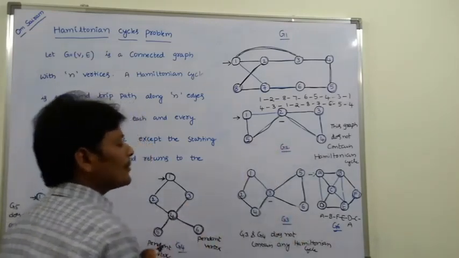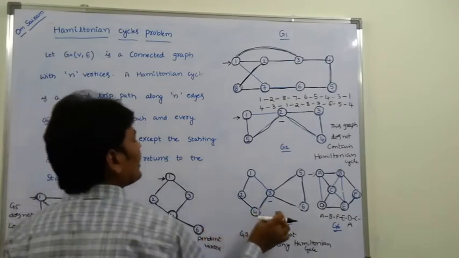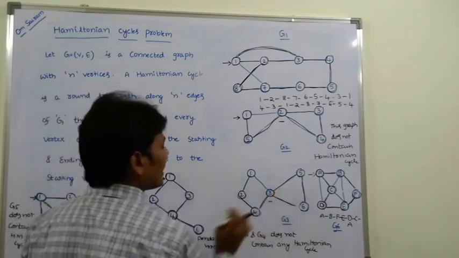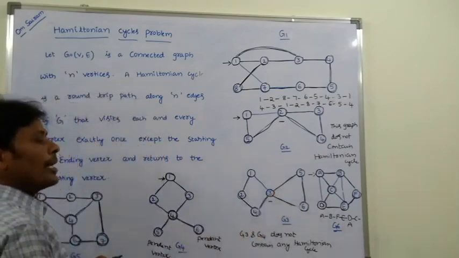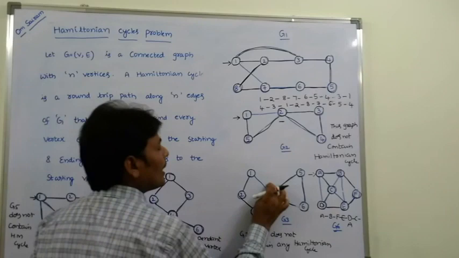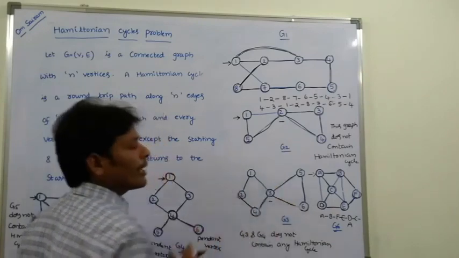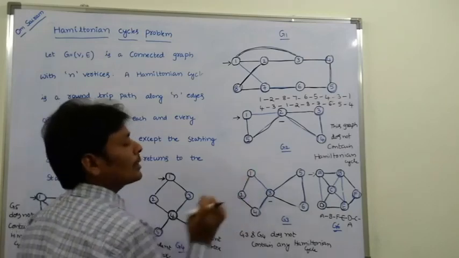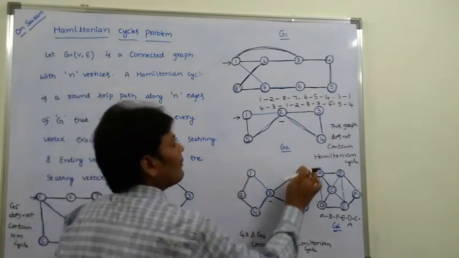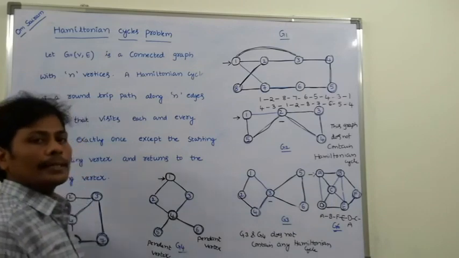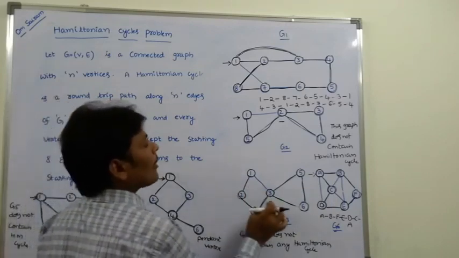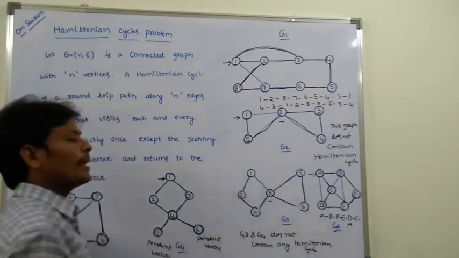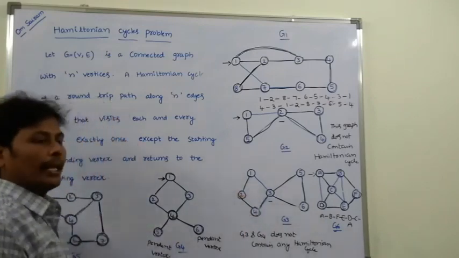Next, consider graph G3. Here the graph G3 contains one single vertex, vertex 3, which is an articulation point. By removing this vertex, the graph is divided into two subgraphs: 1, 2, 4 is one subgraph, and 5 and 6 is another subgraph. If any graph contains an articulation point, that graph does not contain any Hamiltonian cycle.